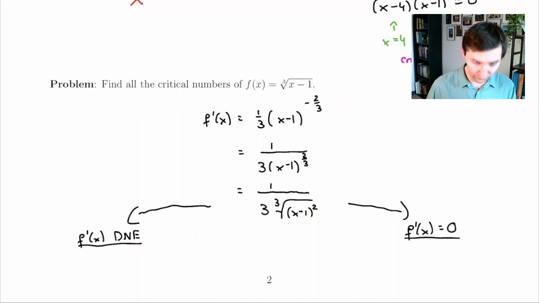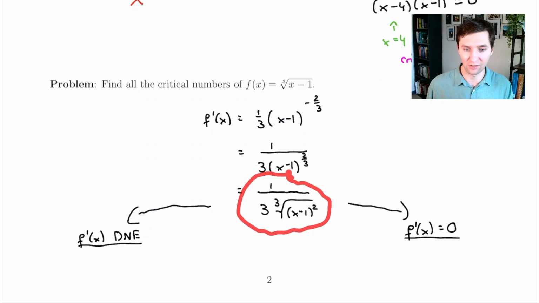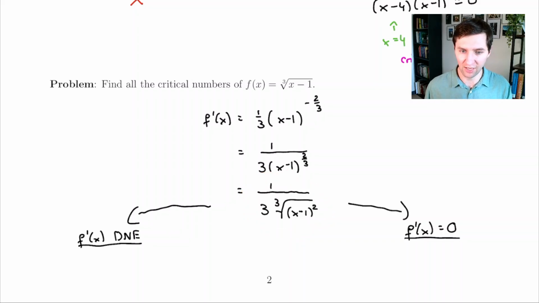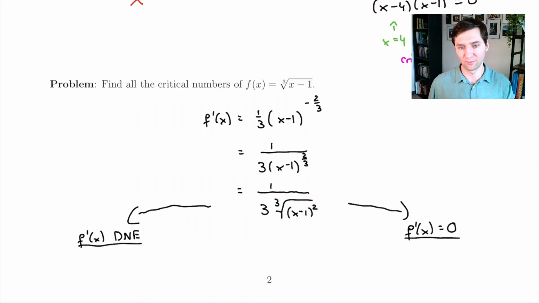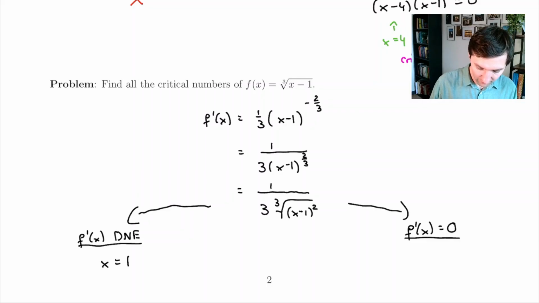Let's start with the condition on the left. Are there some x's that I cannot plug in here? And I believe there is one such x, equal to 1. When I plug in 1, I get 1 minus 1, that's 0. Then I have 0 to the second power, that's 0. Third root of 0 is 0. 3 times 0 is 0. So this would give me 1 divided by 0. I cannot divide by 0, which means that there is one x, equal to 1, where the derivative doesn't exist. This is a critical number of this function.